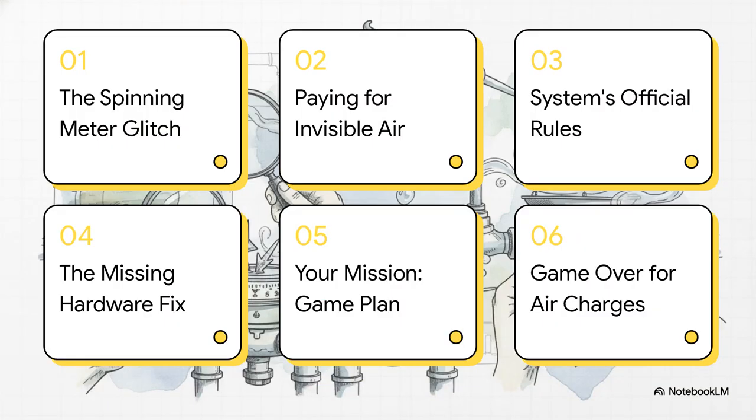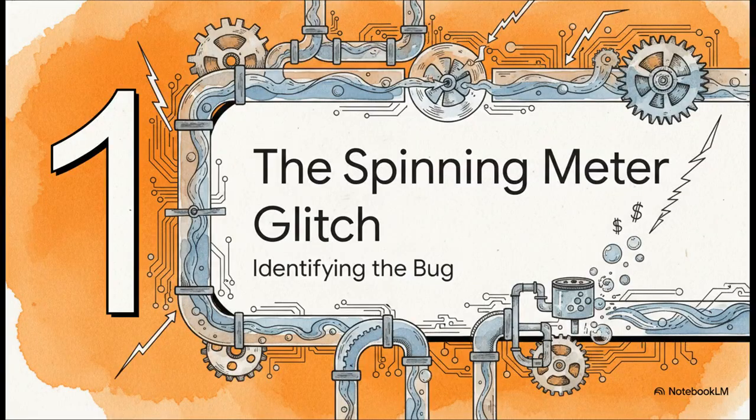Here's our mission briefing. We're going to pinpoint the glitch, understand why you're paying for air, go through the official rulebook, find the missing fix, and then lay out your game plan to fight back and win. Okay, let's start with level 1. Finding the bug in the system that's draining your wallet.